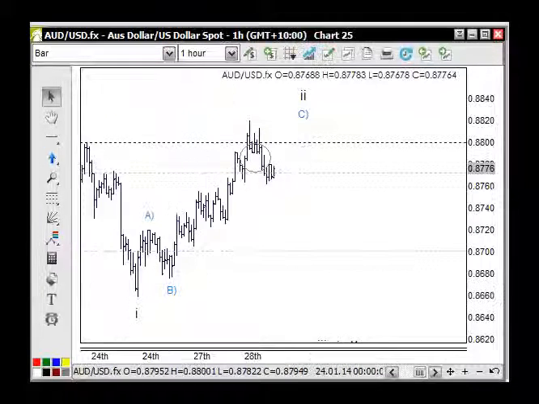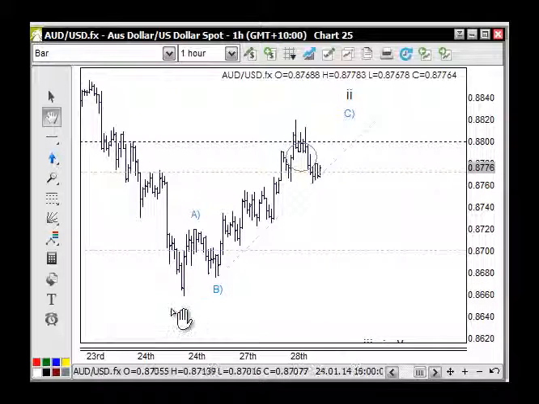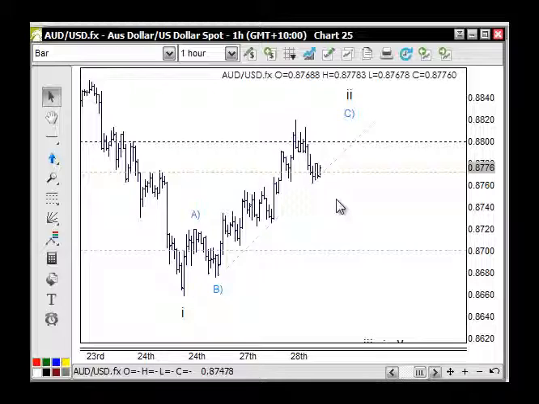Now, the Australian dollar. What we were looking for yesterday, if you remember, was a rally up into the 61.8 retracement area to the 88 here, and that's panned out quite nicely. So if we do have an ABC here, an A wave, a B wave, and 5 waves for the C wave, then we've got another move up through here.